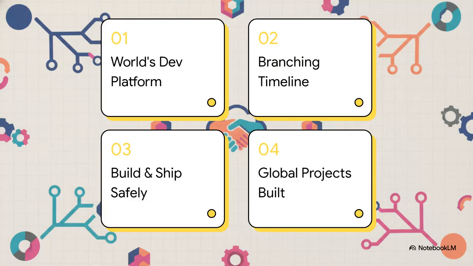Okay, here's our quick roadmap for today. First, we'll take a big picture look at the world's development platform. Second, we'll explore branching, which is basically your alternate timeline. Third, recovering, building, and shipping safely. And finally, number four, global projects built together.